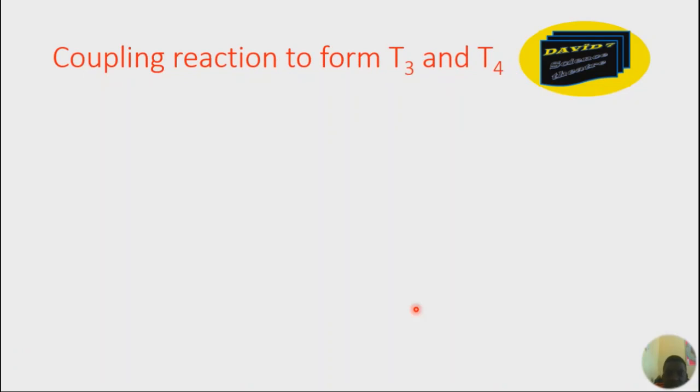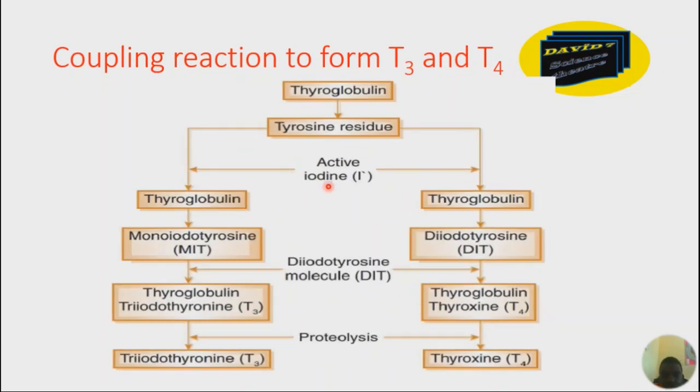So let's talk more about the coupling. Thyroglobulin having tyrosine residues. When you put one iodide, you form monoiodotyrosine. If you add another, you put two, you get diiodotyrosine, DIT. So you can combine two DITs to form T4. You can combine MIT and DIT to form T3.